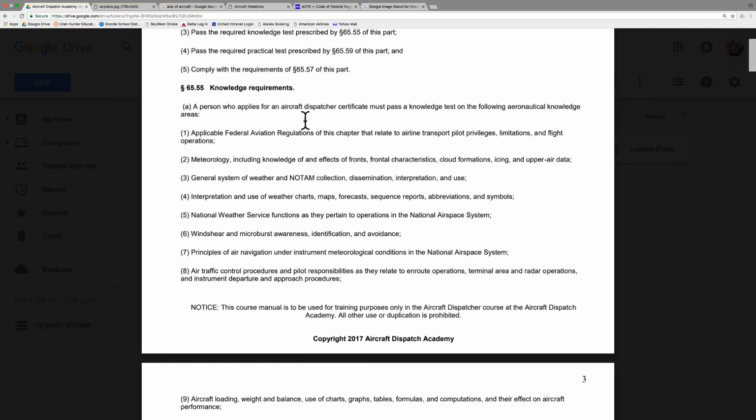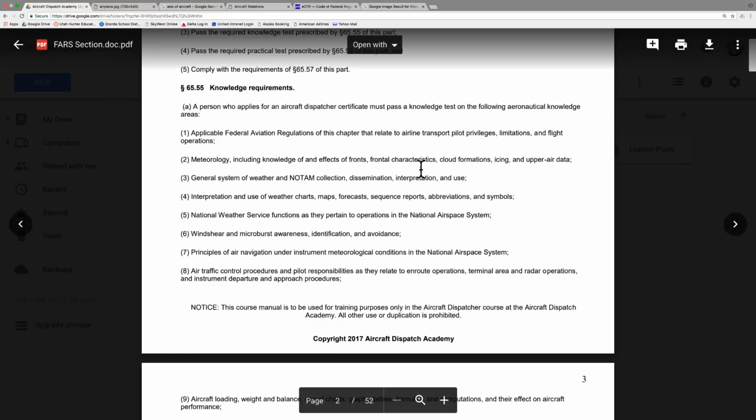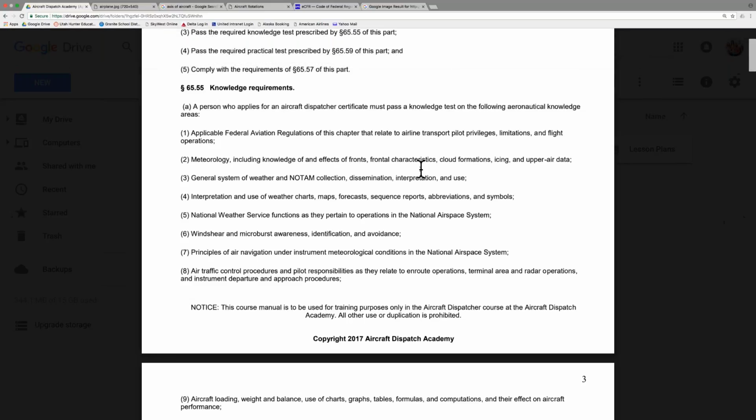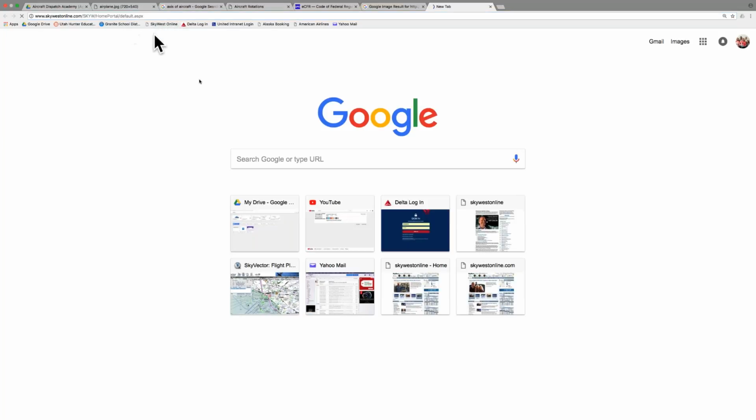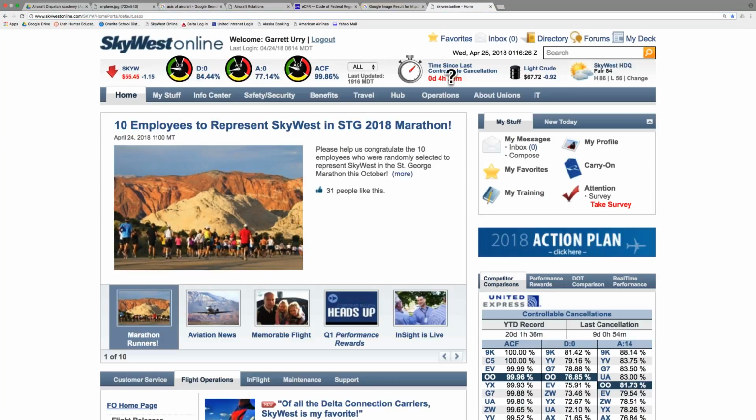Meteorology, so that's a good portion of the oral part of the test, where you'll talk to Greg about the weather, reading weather charts. What is icing? What is some of this upper air data? So we're talking about higher altitude weather data that we see. How do fronts work? How does the weather work? I'll just kind of show you some of the charts that we go through.